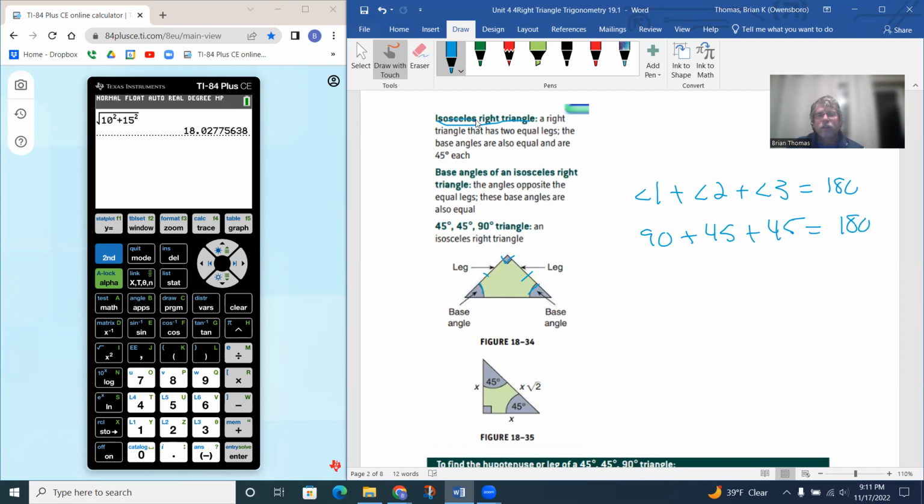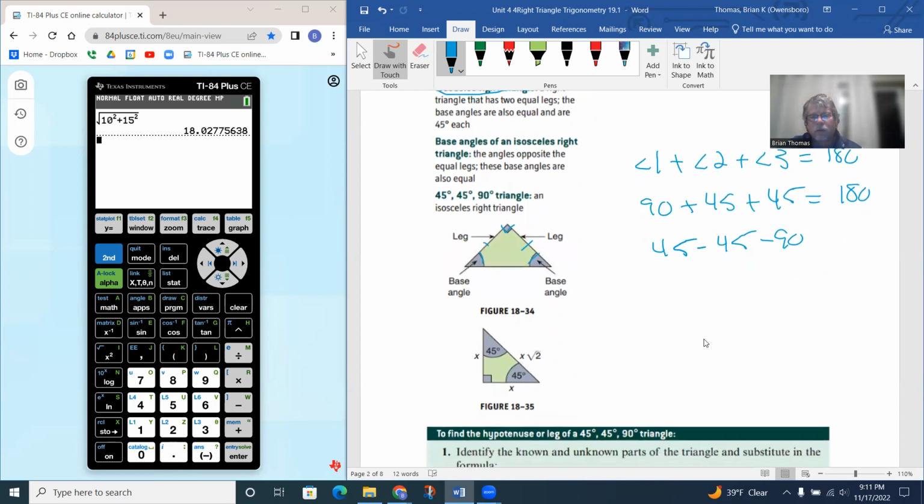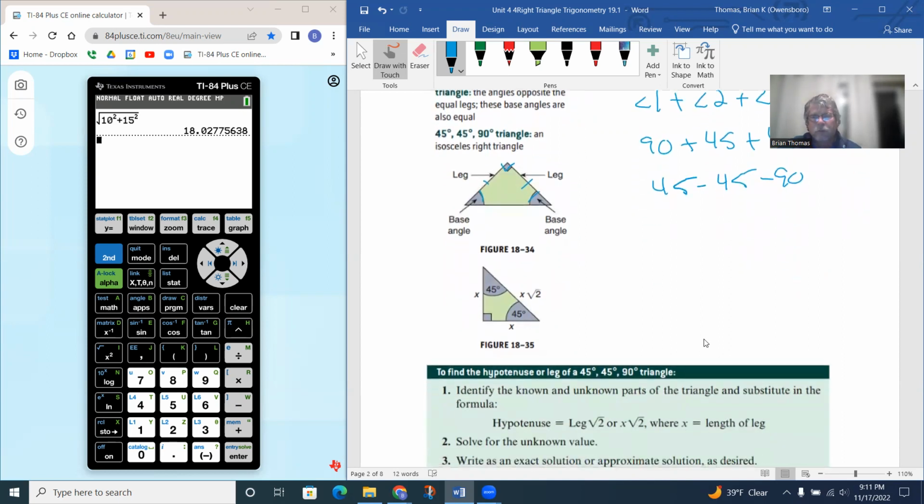So if we have an isosceles right triangle, what we know is we have what's called a 45, 45, 90-degree triangle. And that's very common, especially in construction. That's one of the special tools we use in construction, a 45, 45, 90-degree triangle.